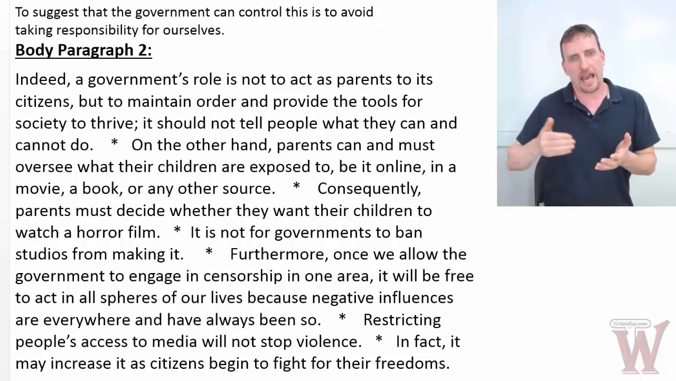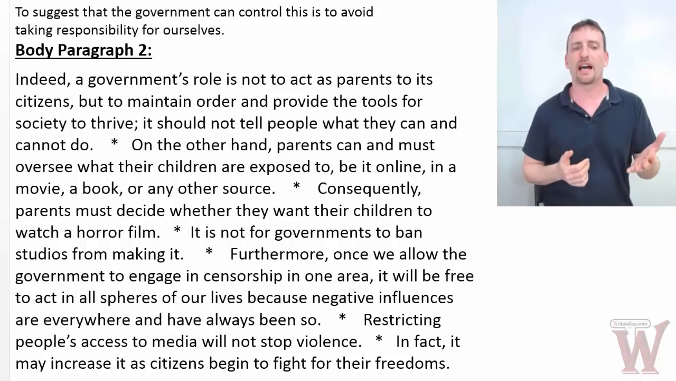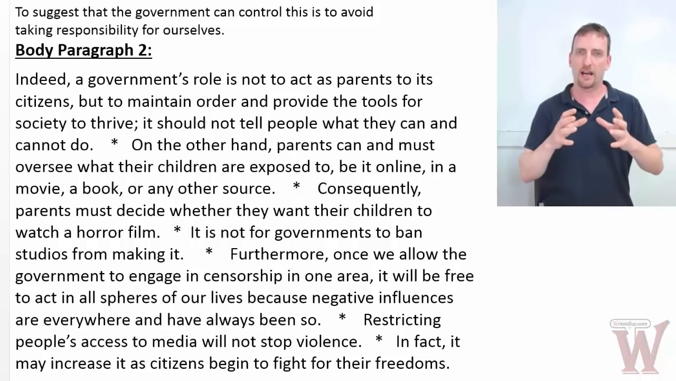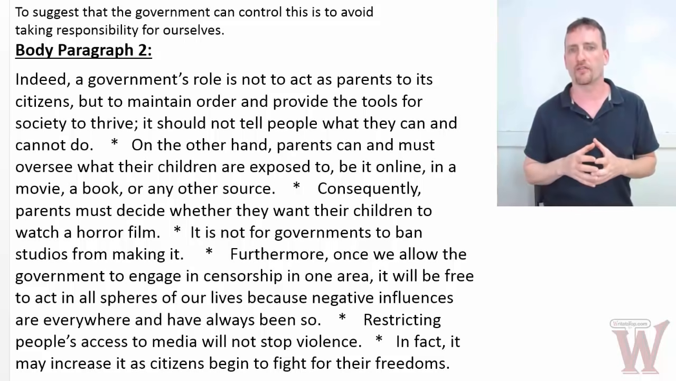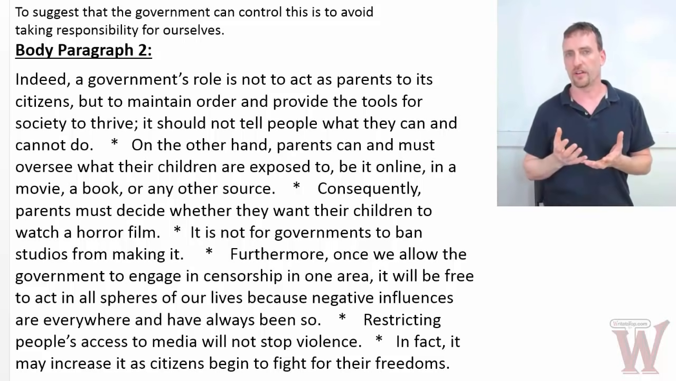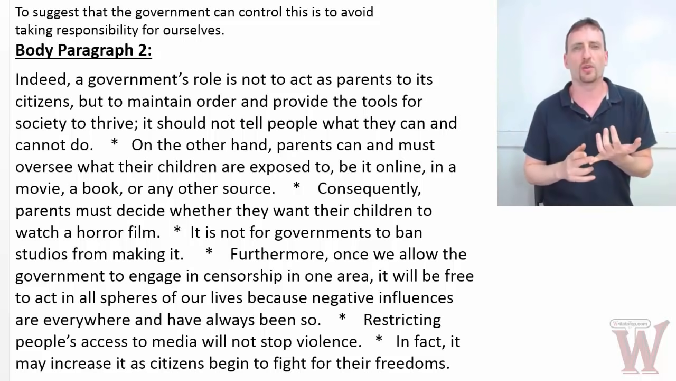Furthermore, now I'm adding something. Once we allow the government to engage in censorship in one area, it will be free to act in all spheres of our lives because negative influences are everywhere and have always been so. So now, if we let the government control one part of our life, eventually they're going to try to control all parts of our life. Because violence is not only in the media.